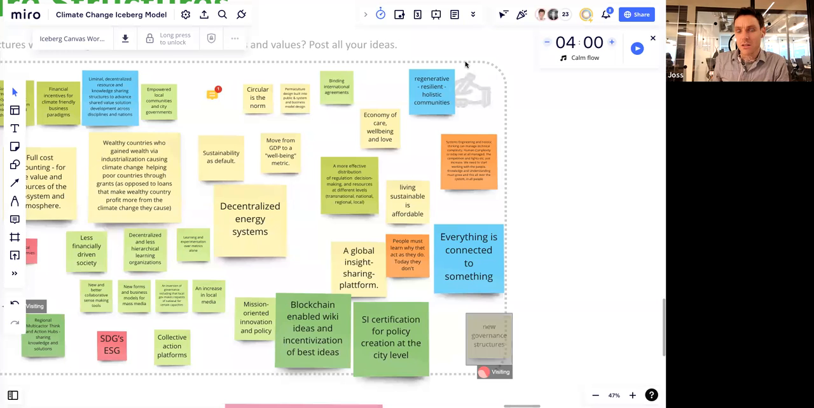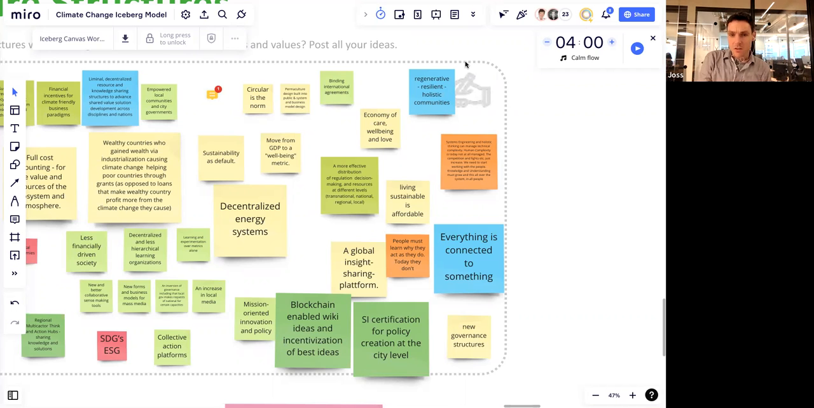Across many dimensions: materials, water, even energy, commerce, and so on and so forth. That would really change the way our economies are structured and could have major implications for decarbonization. Economy of care, well-being, and love. Regenerative resilience, holistic communities. Everything is connected to something.